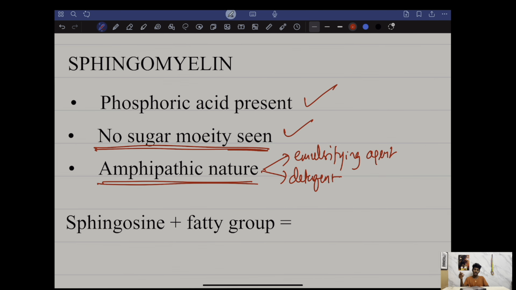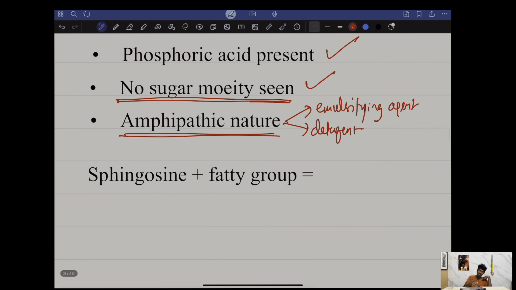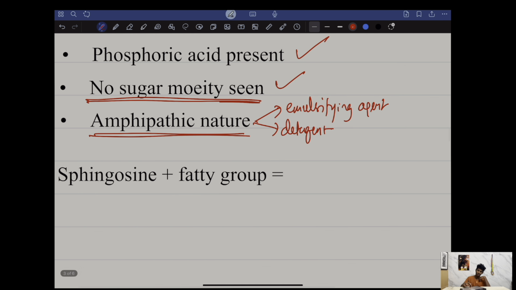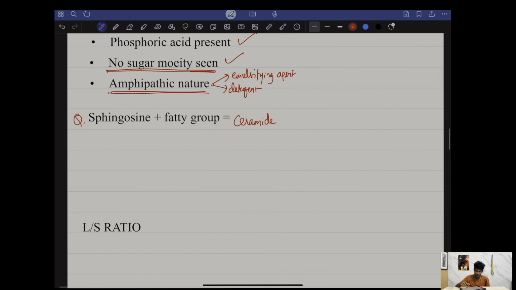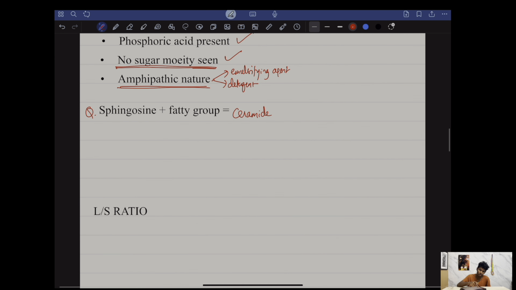Let me discuss. Yes, you can answer this question. I'll just write it as one question. Sphingosine plus fatty group, what is it called? Ceramide. Okay, is it clear? Sphingosine plus fatty group is nothing but ceramide. Now let me discuss one more thing, that is the lecithin and sphingomyelin ratio.